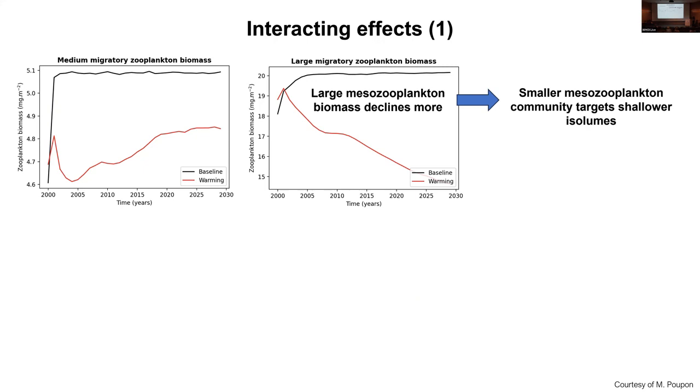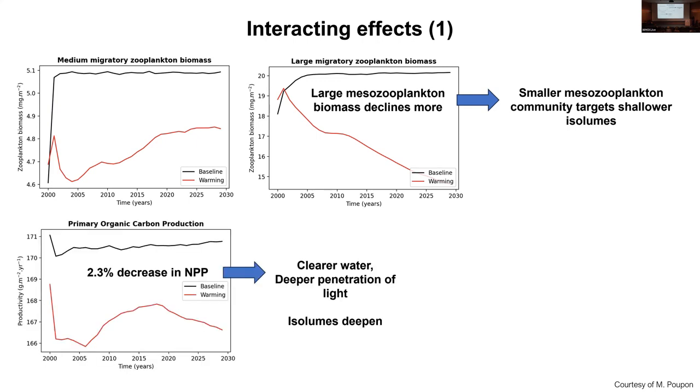So the community composition shifts towards the smaller size range. Because of that, we would expect that the community as a whole would target shallower isolumes. Simultaneously, because of the decline in NPP, we would also expect clearer water and deeper penetration of light, so isolumes would deepen. So then the question is, how do these effects interact with each other?